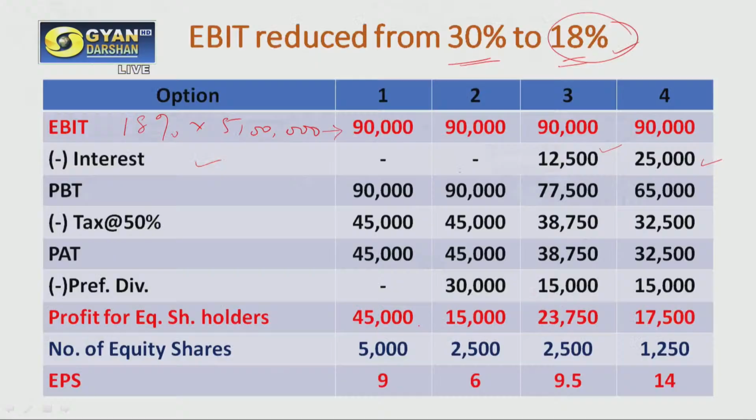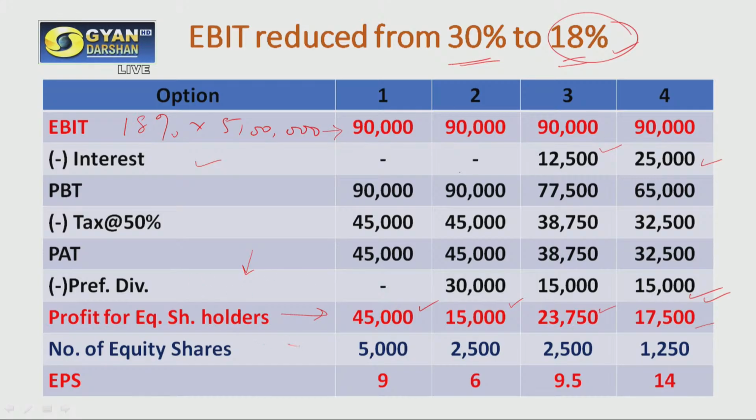In case 3, we have 15,000 as preference dividend. And similarly, in case 4 also, we have 15,000 as preference dividend. After deducting preference dividend from profit after tax, we will get profit for equity shareholders. So in this case, we have 45,000 available for equity shareholders, 15,000 in this case, 23,750 in this case, and 17,500 in case 4.